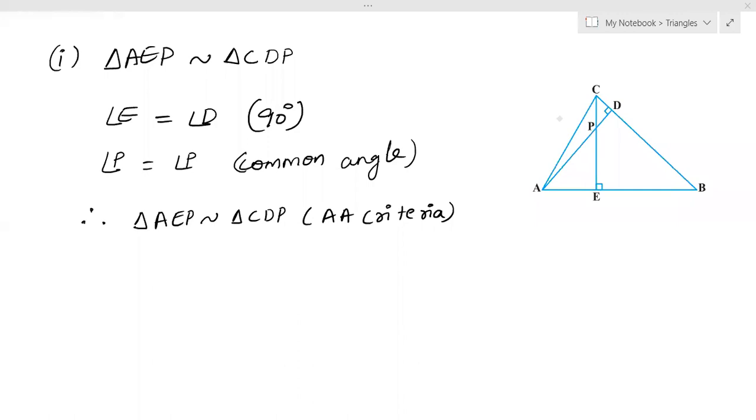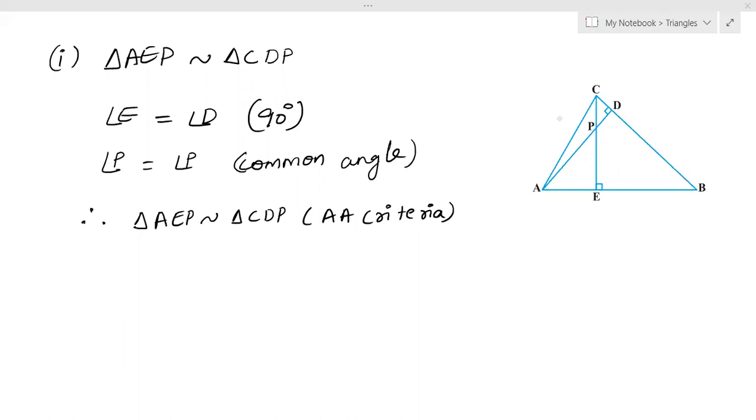The next question that we are going to take is the seventh one. In the figure below 6.38, altitudes AD and CE of triangle ABC intersect each other at point P. We have to show that, and there are four sub-questions. We'll take the first one: triangle AEP is similar to triangle CDP. That's what we have to prove.